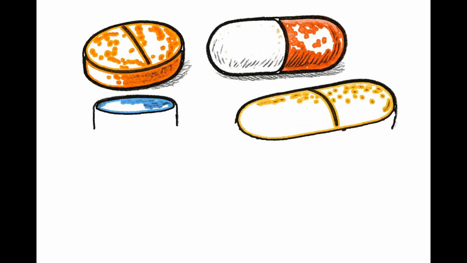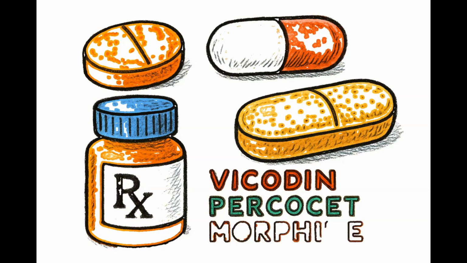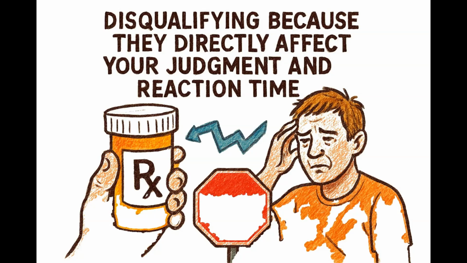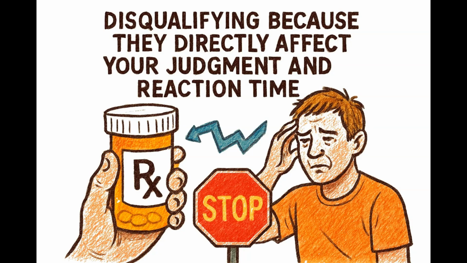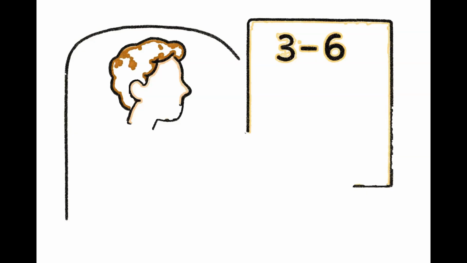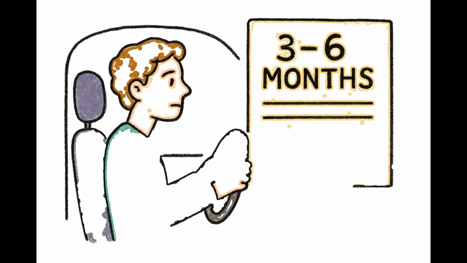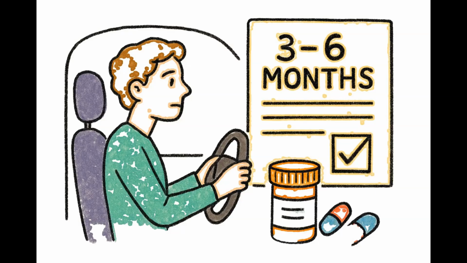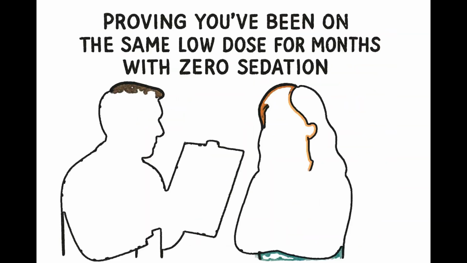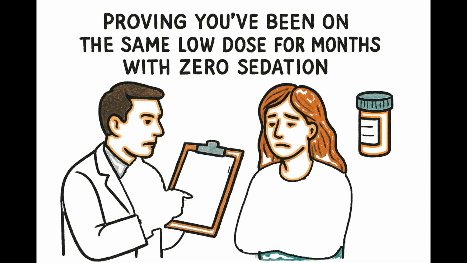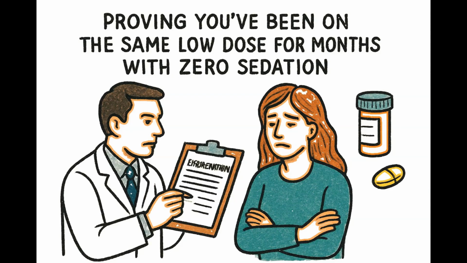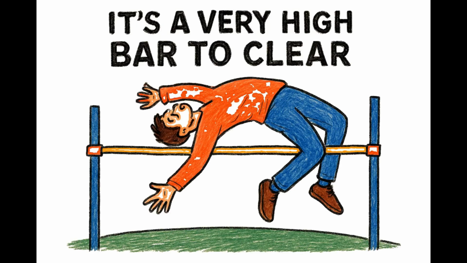This includes things like Vicodin, Percocet, morphine, and even tramadol. They are generally disqualifying because they directly affect your judgment and reaction time. Now, in very rare cases, a driver on a stable, low-dose opioid for chronic pain might get a short-term certification, maybe 3 to 6 months, but this requires extensive documentation from a pain specialist, proving you've been on the same low dose for months with 0 sedation. It's a very high bar to clear.